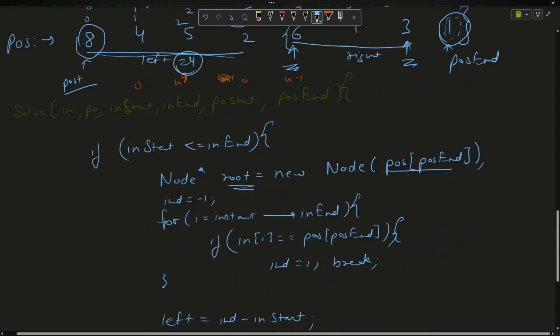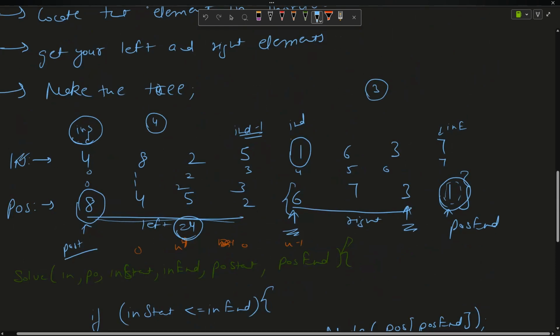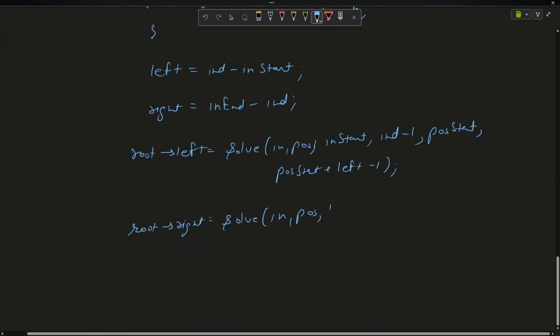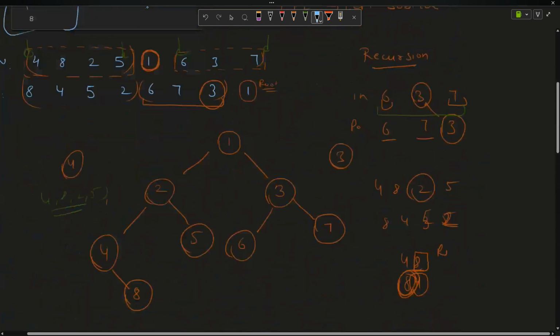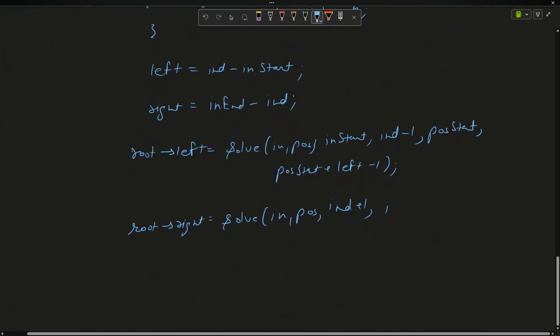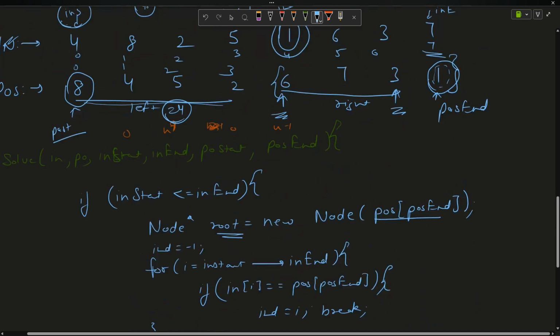Talking about in start now. So you can see my index was here, my right subtree starting at index plus 1. So in start will become index plus 1. Talking about in end. So in end remains same. Okay. So in end will remain same. Alright. Talking about pos start is actually coming here. Well, this is my pos end, and I've got right, that is 3 elements.